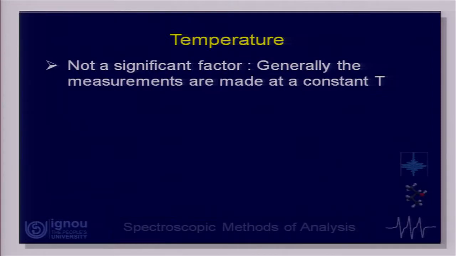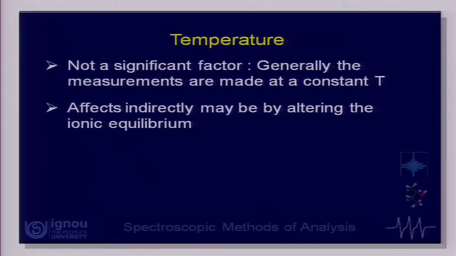Okay. Let us go further and talk about the last of the instrumental factors, that happens to be temperature. Temperature actually is not a very significant factor, because most of the time we make measurements at room temperature. So, it does not vary much over the course of measurement, and we do not expect too many deviations in such cases. However, if there are certain changes in the temperature, there can be small variations coming in, and these deviations are indirect deviations which may be because of some kind of changes in the ionic equilibrium taking place in the absorbing species or the medium I am trying to make use of.